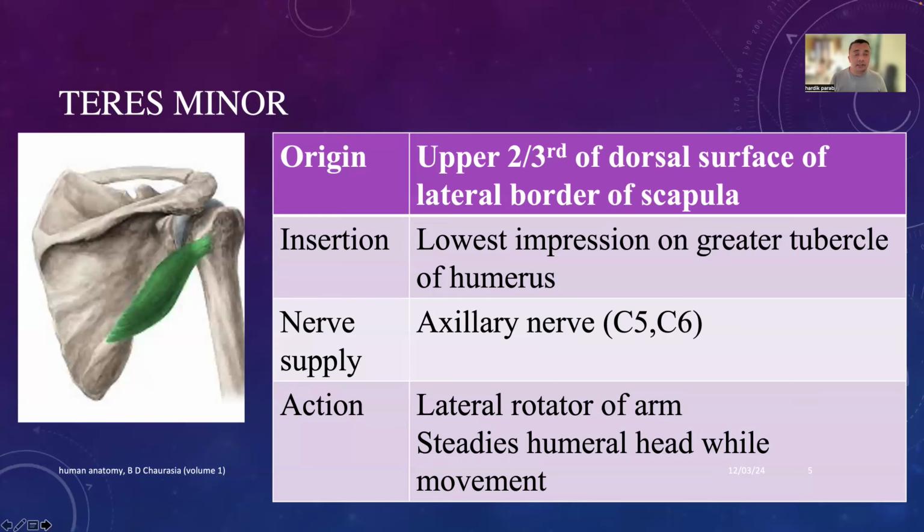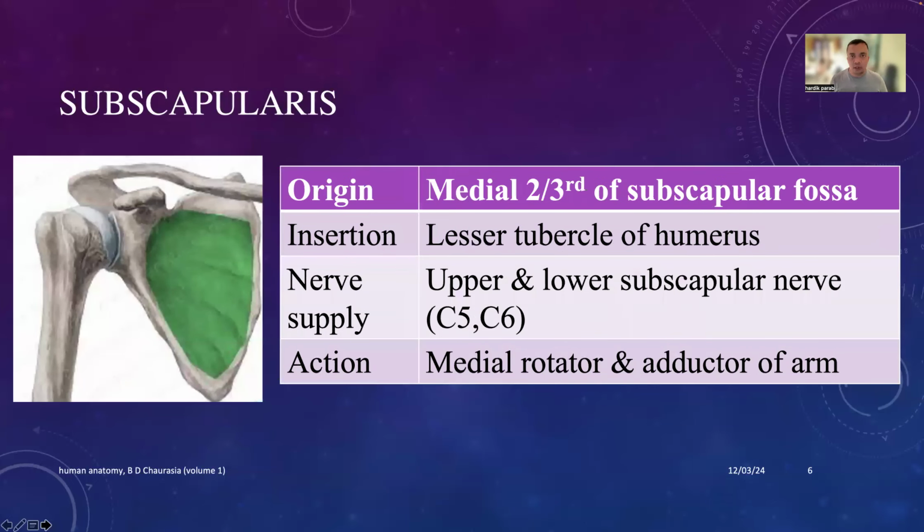The next, after teres minor, the another important muscle from the scapular girdle is your subscapularis. So subscapularis, जैसे scapula में subscapular fossa है, वहीं से वो origin होता है. Again उसमें से medial 2/3 of the part of the subscapular fossa will be giving origin to subscapularis muscle.